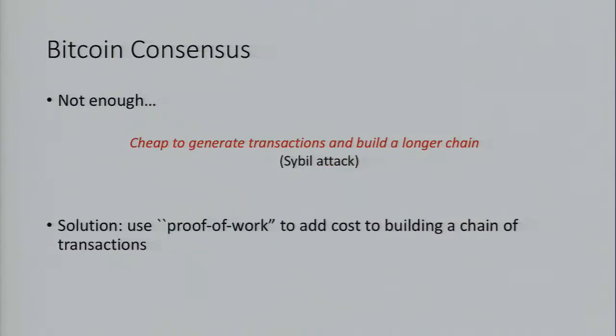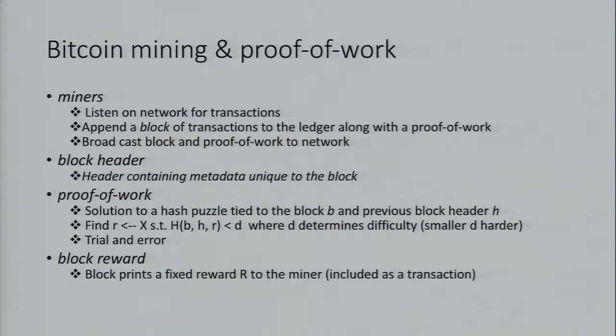Now, of course, that's not enough on its own. There's a form of a Sybil attack where it's cheap to generate transactions and build a longer chain if you're an adversary on this network. So you need to add some kind of cost to generating a sequence of transactions so that you can't intentionally confuse the network. So we use for this what's called a proof of work.